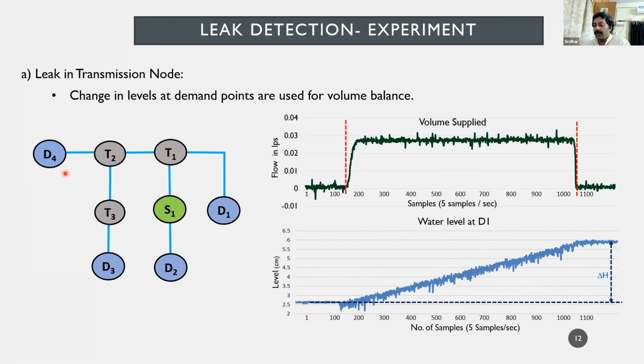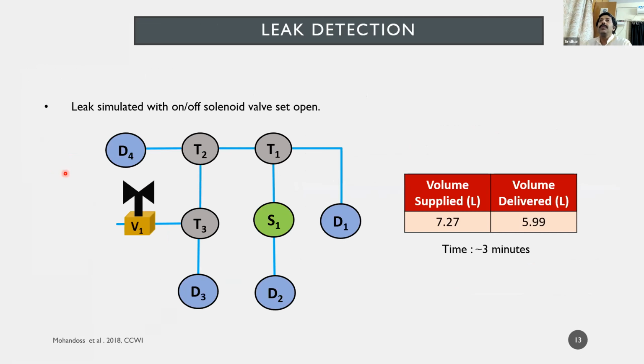Unlike conventional methods, a volume balance is good enough rather than having to precisely measure flows, which might be challenging. In this case, we have deliberately introduced a leak in this node by connecting a pipe and a valve and opening it out. So there is a leak. Over 3 minutes, we recorded how much water was supplied through the source: 7.2 liters. If you added up how much water was collected in the tanks D1, D2, D3, and D4, it was around 6 liters. This kind of mismatch cannot be attributed to pure sensor error alone, and therefore we expect there is a leak.